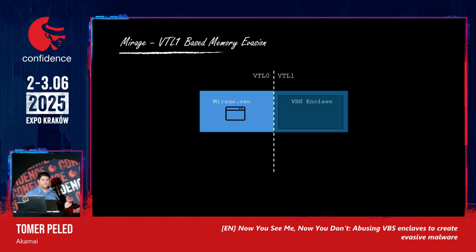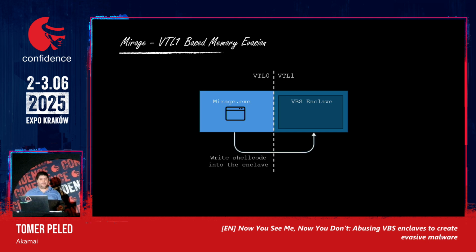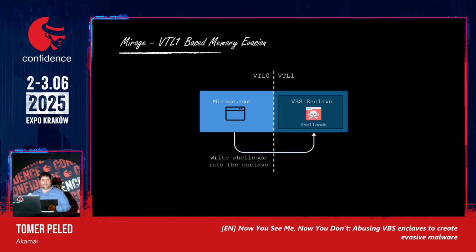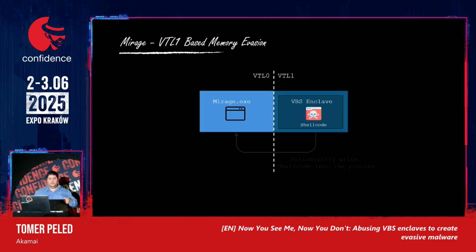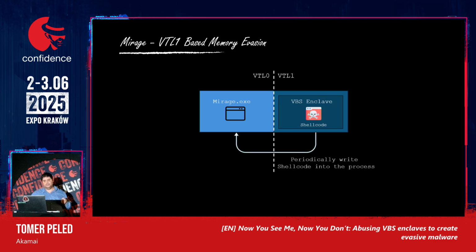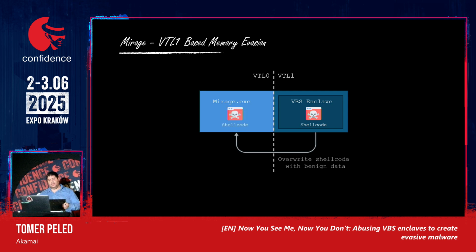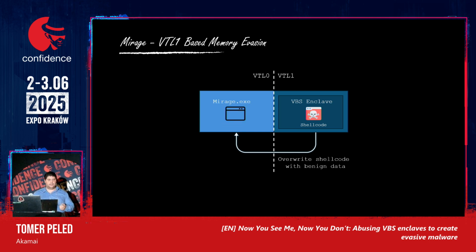Let's consider the following scenario. On the left, we have Mirage inside VTL0 with a vulnerable enclave inside VTL1. Now, using Mirage, we will be able to place our shellcode into the enclave. In this stage, the EDR will not be able to see that there is anything wrong inside Mirage. Once in a while, the shellcode will be written back into Mirage. The code will be executed, and then will be overwritten by benign data. Again, so EDRs will not be able to catch us in the act.